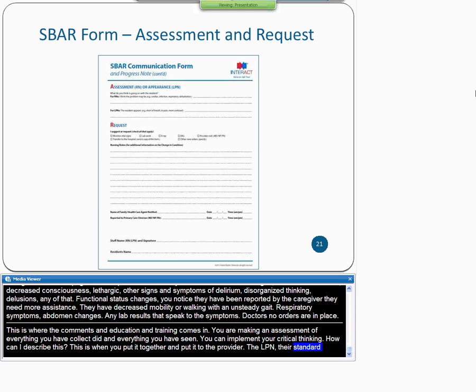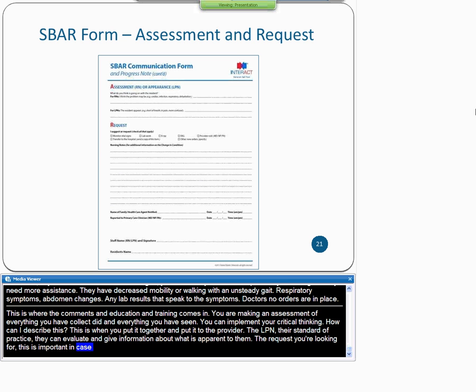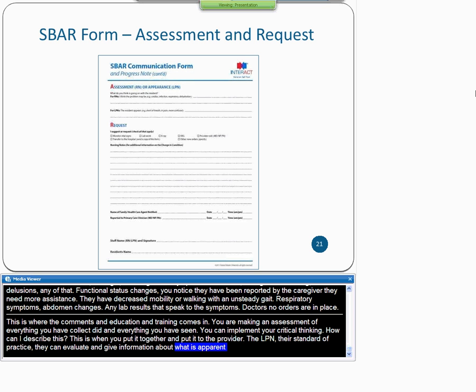Then the request. What are you looking for? What is it that you want the doctor to order? And this is important in case your doctors or providers are not aware what you can do right there in the nursing home to take care of this resident. I can start this IV. We can get this antibiotic in this amount of time, and we can keep the resident here. Or if there are signs of dehydration, we can hydrate him. I just need orders for IVs. Whatever it is that you're capable of doing.